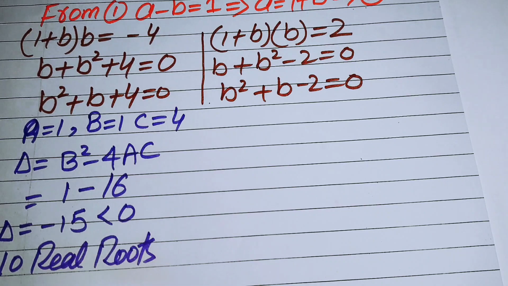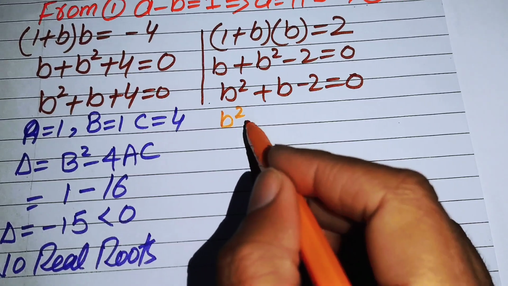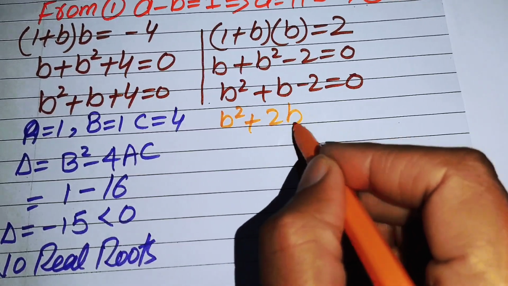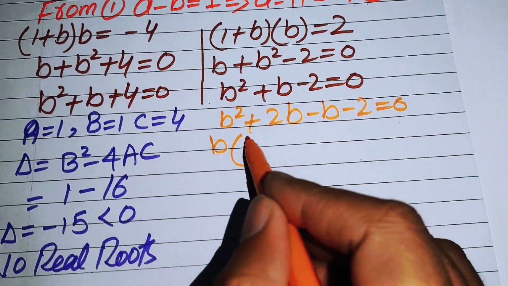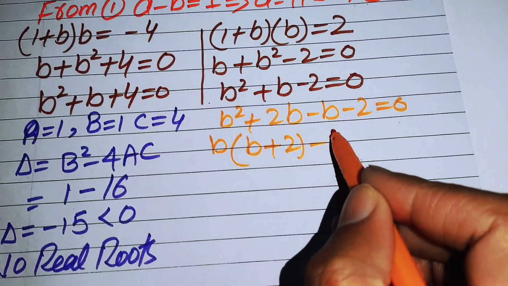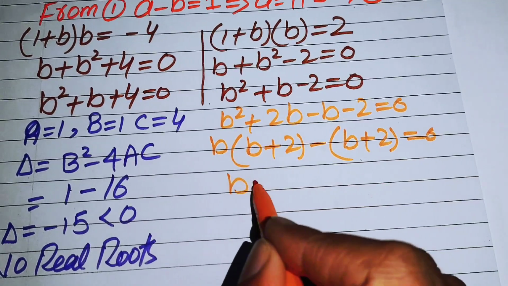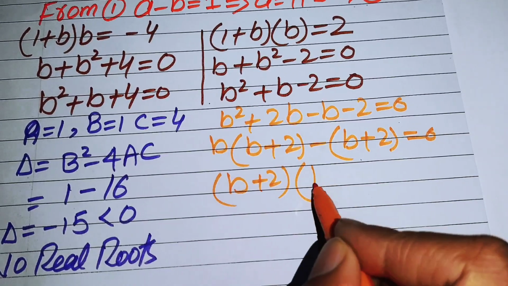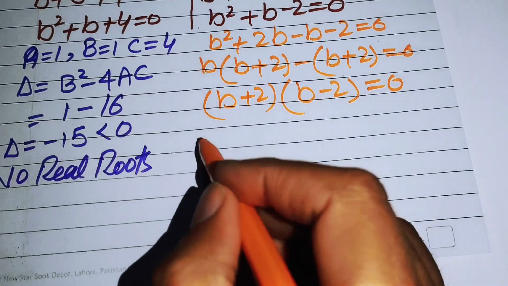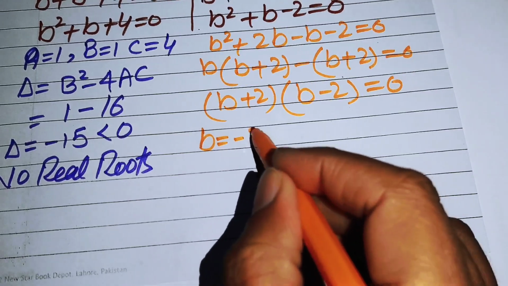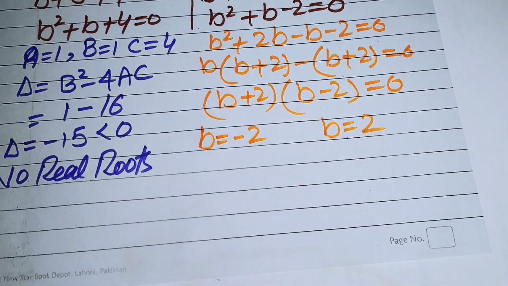And now we can make the factors of this equation. So in order to make the factors of this equation, here we first write this expression as b squared plus 2 times of b minus 2 equals to 0, and here we take common b and you get b plus 2, and here we take common minus 1 and you get b plus 2 equals to 0. So here we have two factors. The first is b plus 2 and the second is b minus 2 equals to 0. So here we get the two values of b. The first is b equals to minus 2 and the second value is b equals to 2.